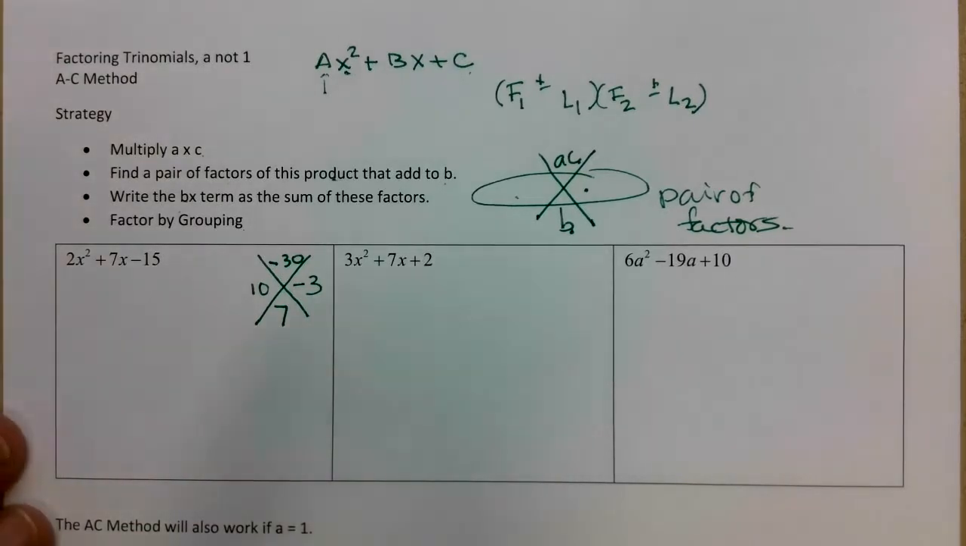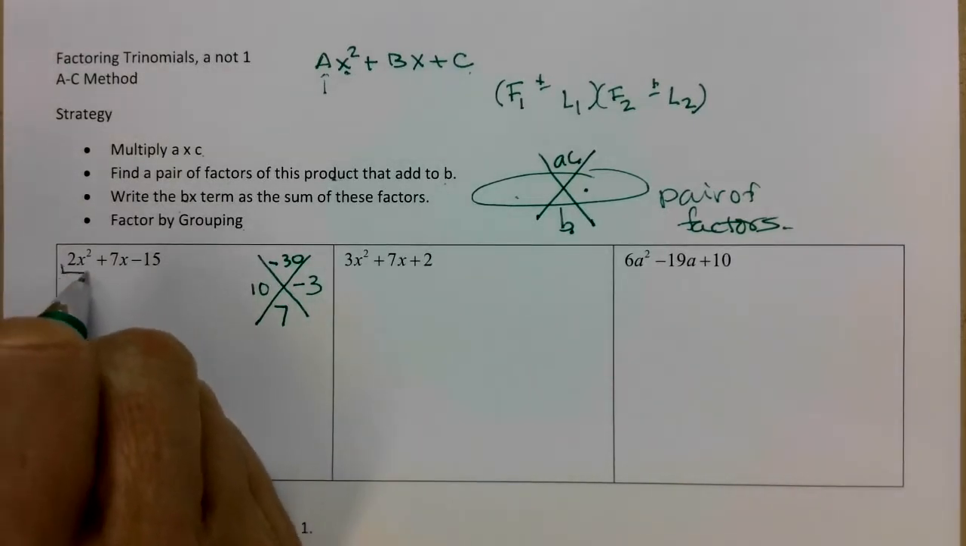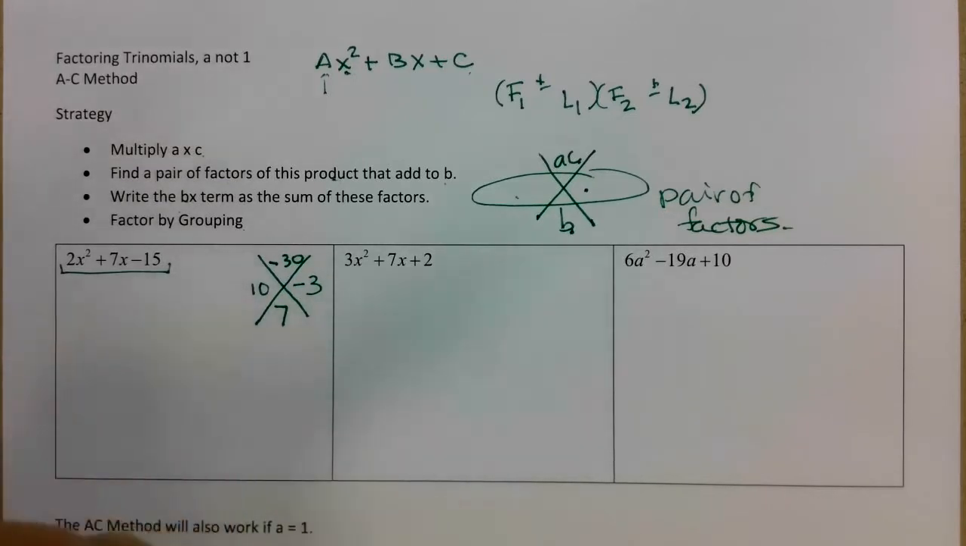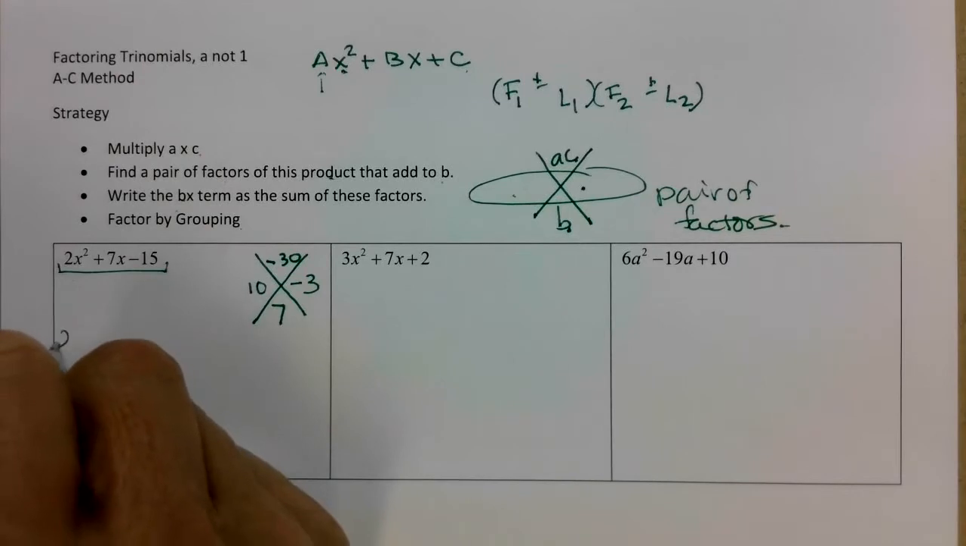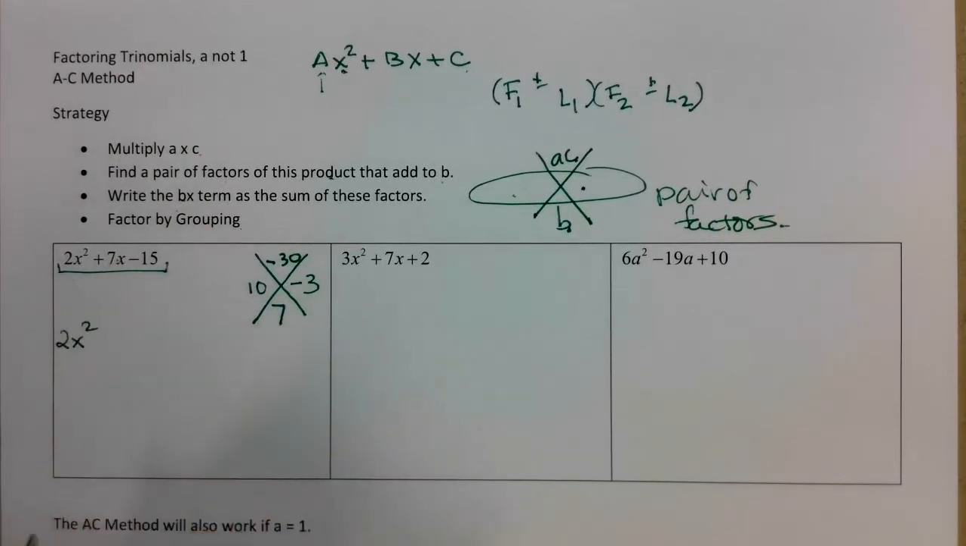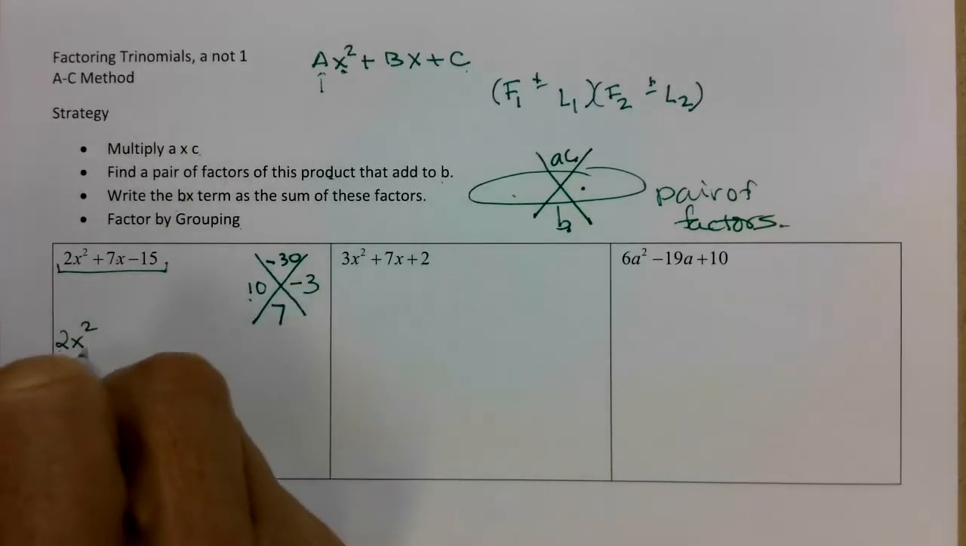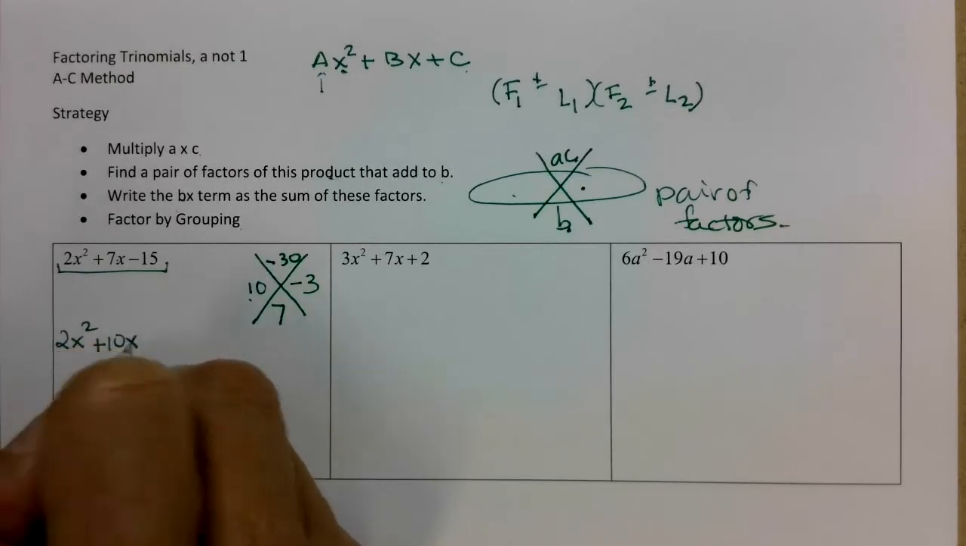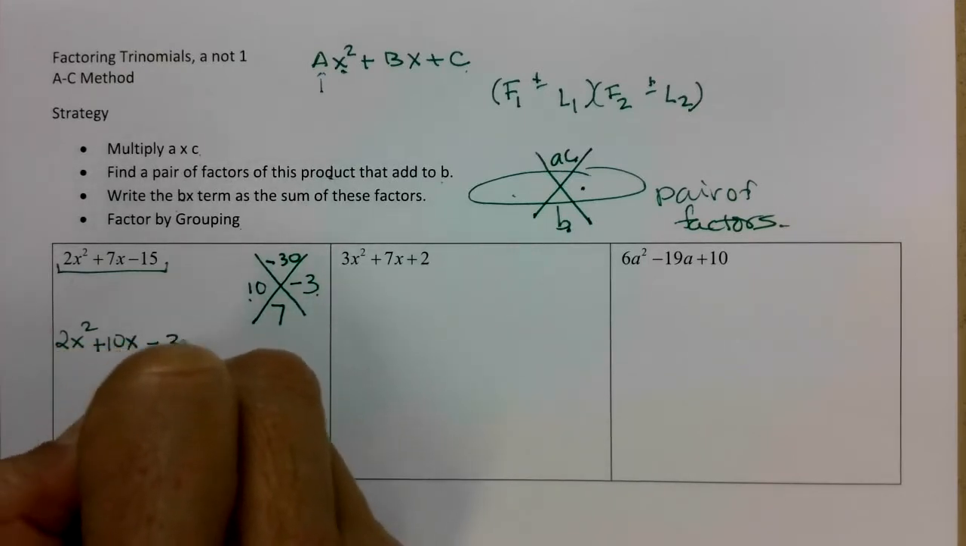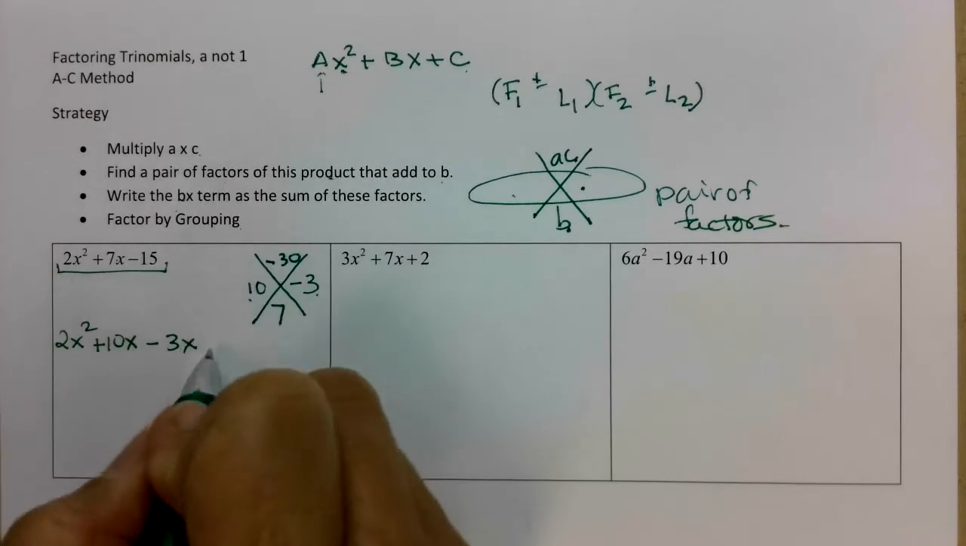Okay, so here we go. Now we're going to come back up. We're going to write our trinomial and tease it apart into 4 terms. We're going to keep the 2x squared the same. But instead of writing 7x, I'm going to write a positive 10x and a minus 3x, and then my minus 15.